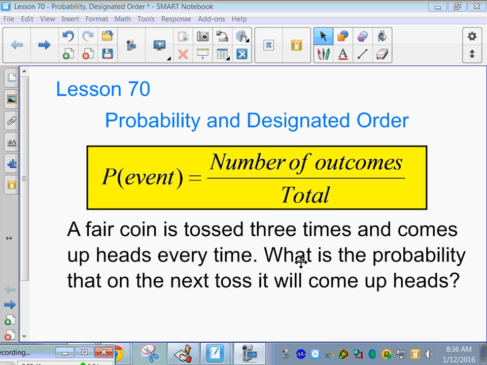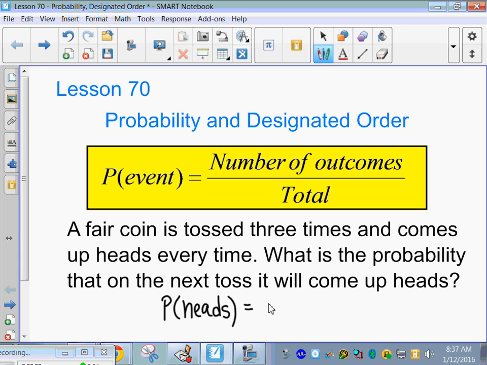Thanks. All right. So when you guys write your answer, we're going to have P of getting a heads. So P of heads, probability of getting a heads, is 1, because one side has a heads, out of 2, because there's 2 total sides on the coin. Right? That's it.